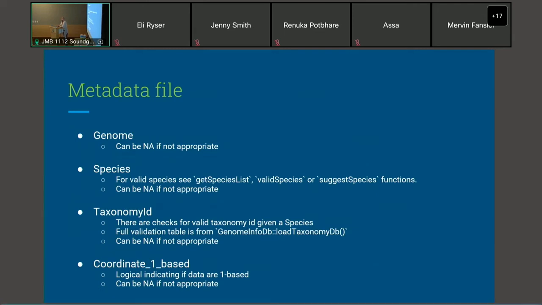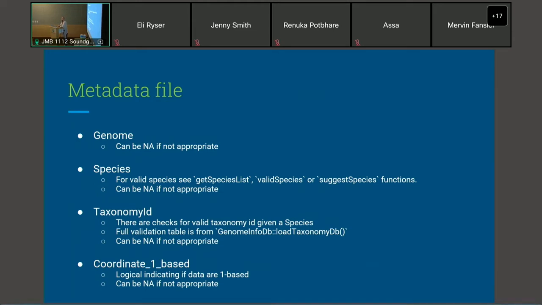We do ask for genome, species, taxonomy ID, and coordinate one base system. We realize these are more geared towards annotation data, but we do ask for them for experiment data resources too. So they all can be NA if it's not appropriate for the data.